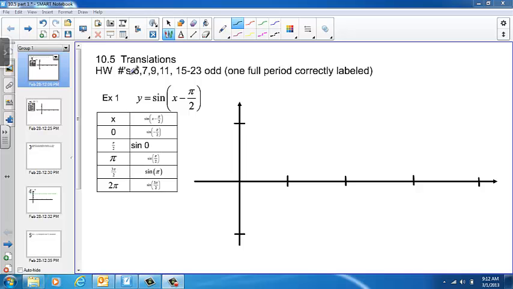Okay, section 10.5 is on translations. Here's your homework that will be due on Monday.